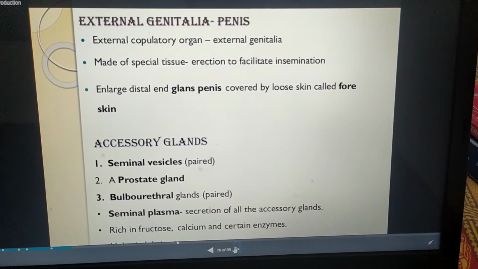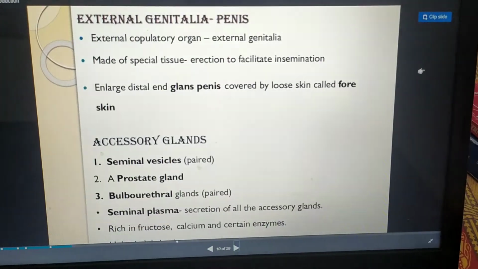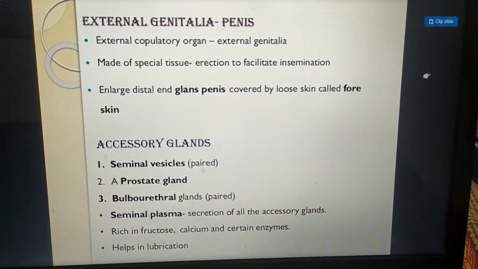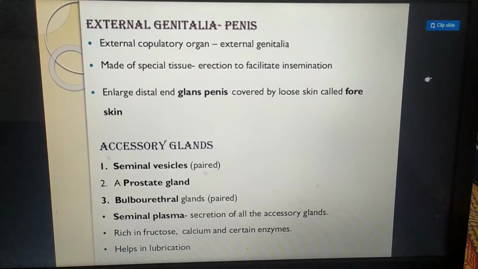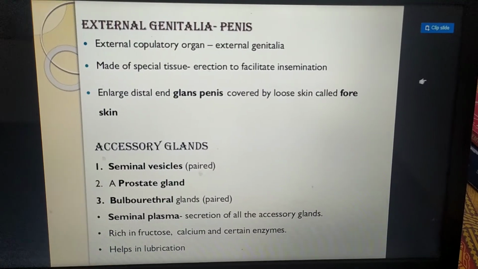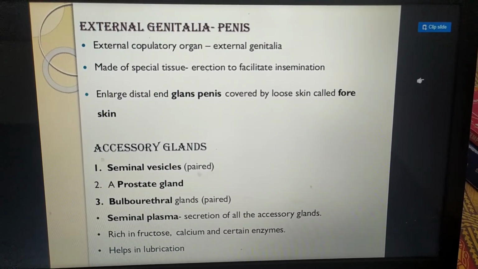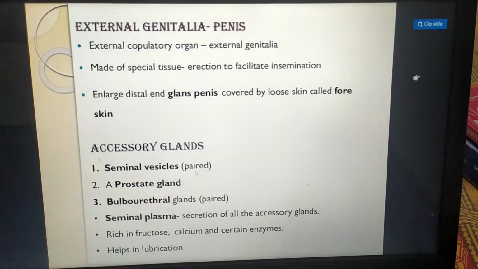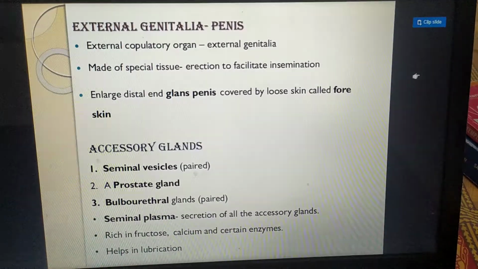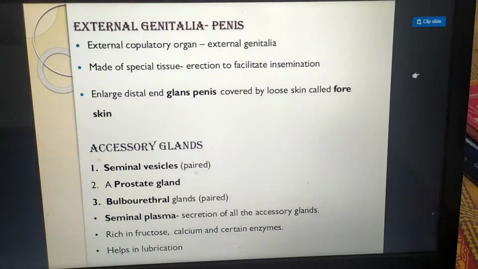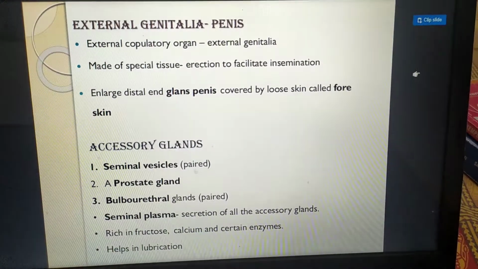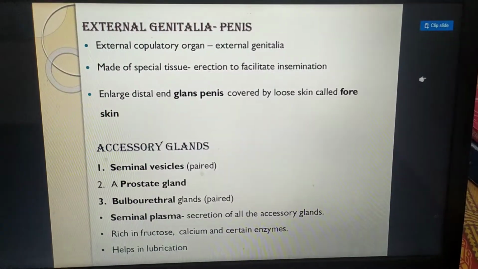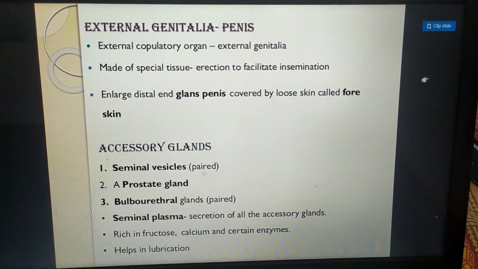Now the external genitalia that we have seen is known as the penis. The external copulatory organ is known as the external genitalia. It is made up of special tissue meant for erection and also to facilitate insemination. In the first session, in the introduction, we saw what insemination is. That is to insert the sperm into the female vaginal tract, which is known as insemination. The enlarged distal end is known as the glans penis, which is covered by loose skin called foreskin.